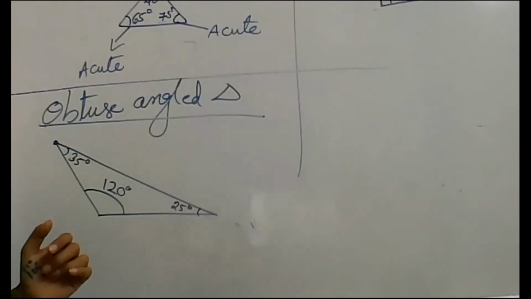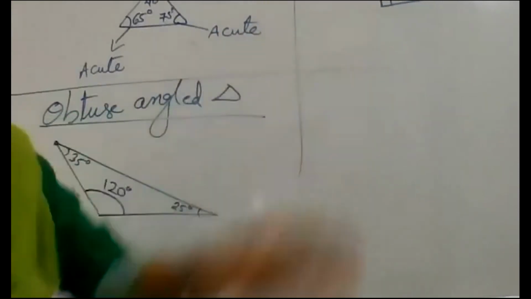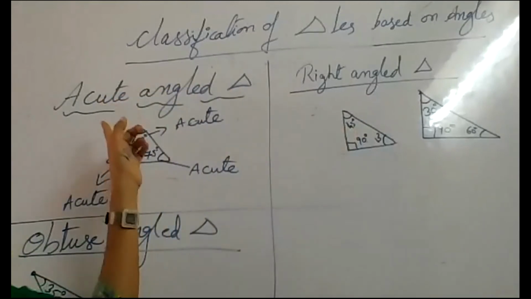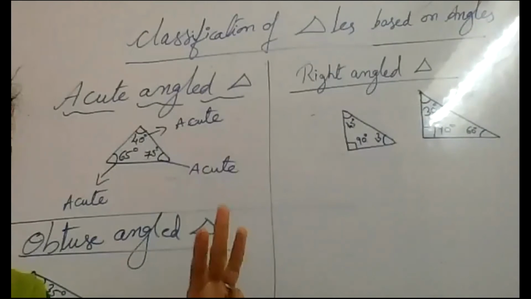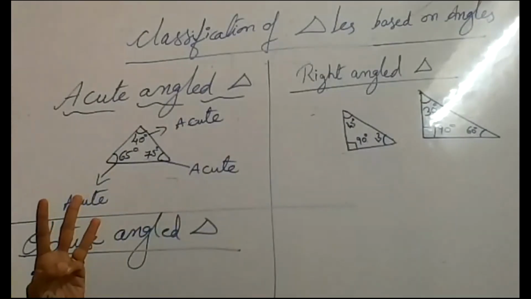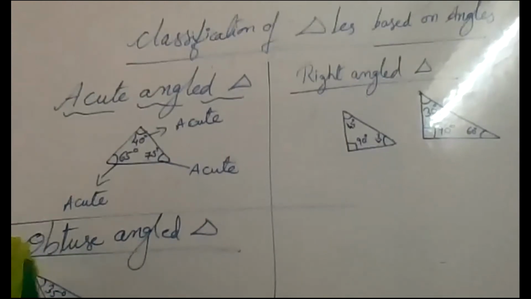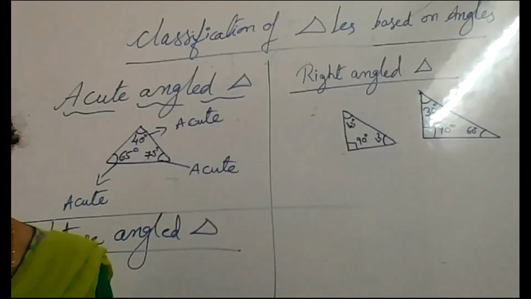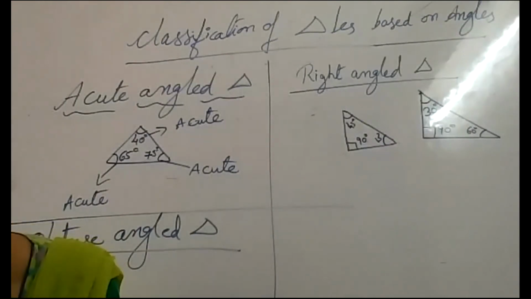One angle should be an obtuse angle. Right angled means one angle should be a right angle. But acute angled means all three should be acute angles only. Otherwise, if one acute angle were enough, then the right angled triangles would also become acute angled triangles. So did you all understand this one?